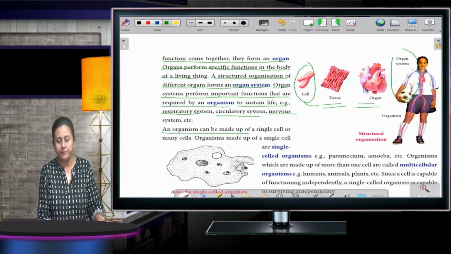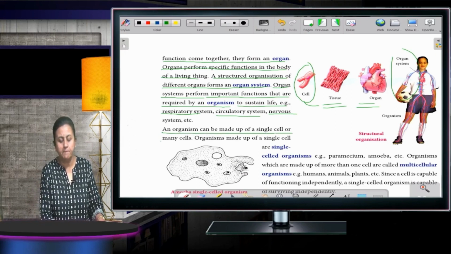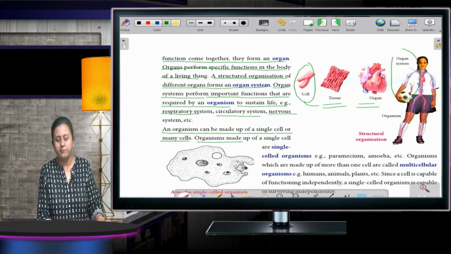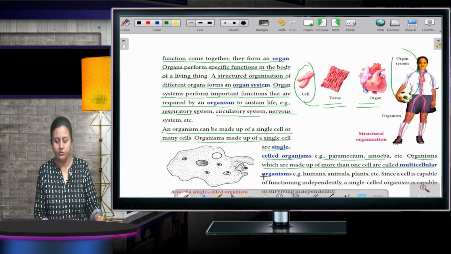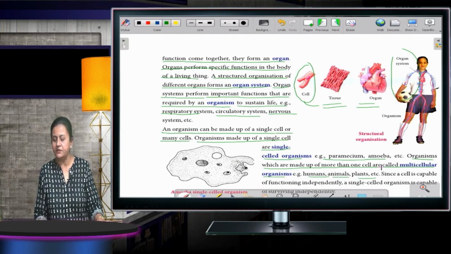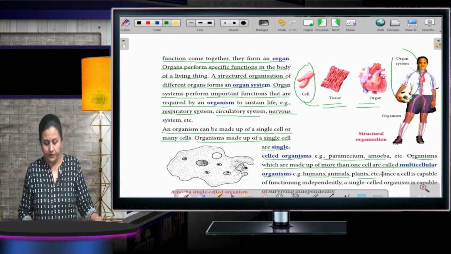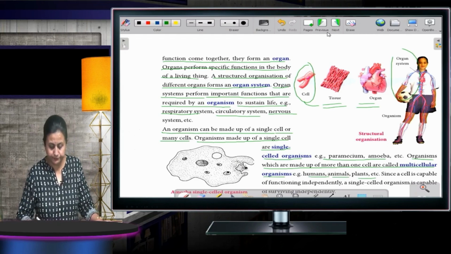An organism can be made up of a single cell or many cells. Organisms made up of a single cell are called single-cell organisms. Example, paramecium and amoeba. Organisms which are made up of more than one cell are called multicellular organisms. Example, human beings, animals, plants. Okay. Now, moving to the next one.